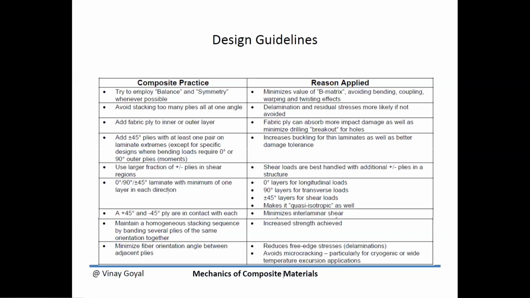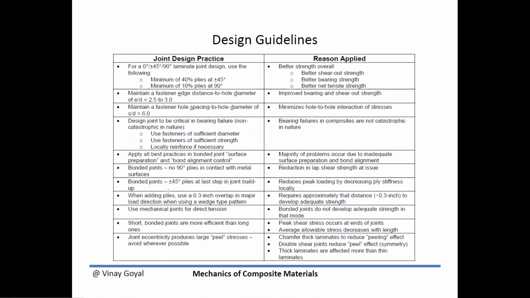Plus minus 45 plies that are in contact with each other can minimize interlaminar stress. And maintaining a homogeneous stacking sequence by banding several plies of the same orientation together can increase strength. And then minimizing the fiber orientation angle between adjacent plies will reduce the free edge effects. And then you can also avoid the micro cracking issues, particularly for high thermal applications.